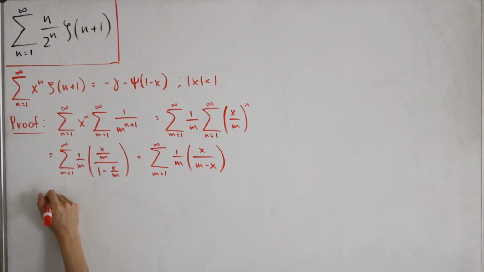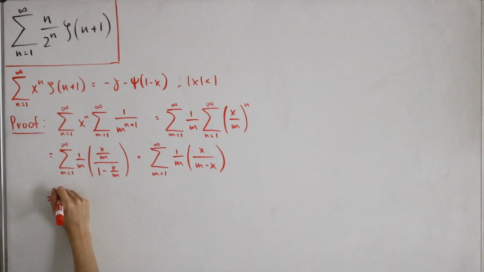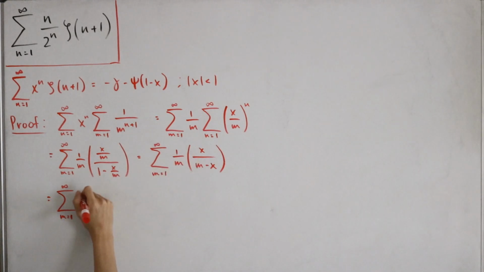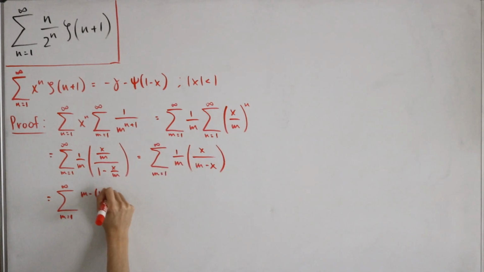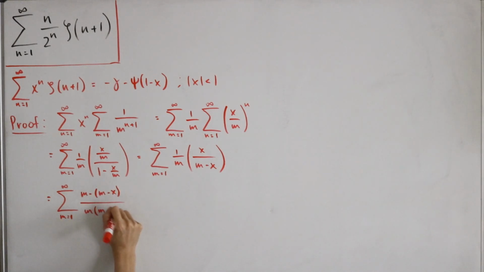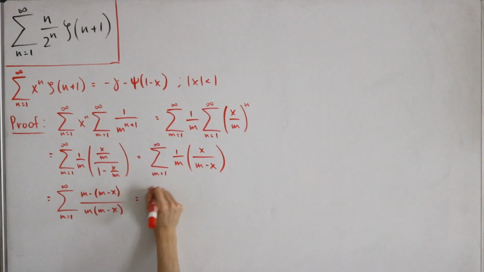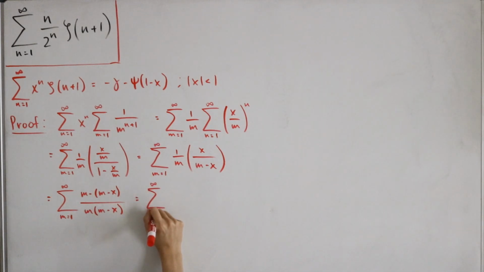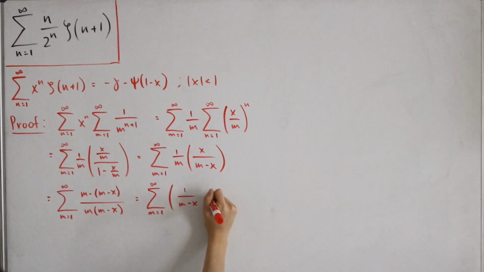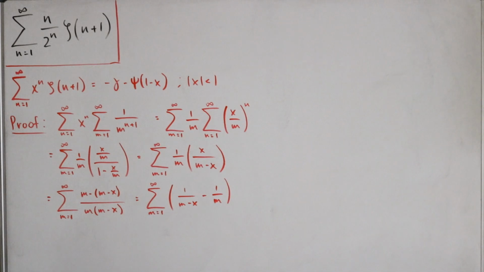It's kind of like breaking out a sort of linearity. The infinite sum from m equals 1 is the same thing written as m minus m minus x, divided by m multiplied by m minus x. This can be written as the infinite sum from m equals 1 of 1 divided by m minus x, subtract 1 divided by m. This is what we have so far.